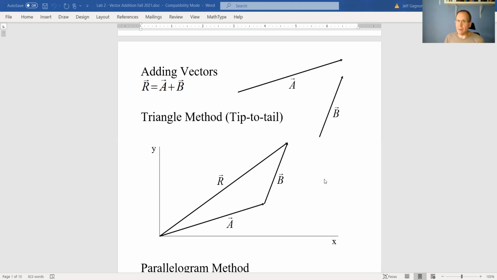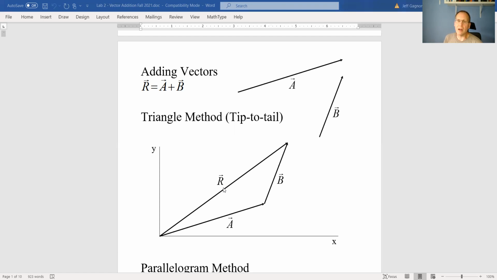Then I take the second vector that I want to add to A, which is B, and I slide vector B so that the tail of B is at the tip, the arrowhead, of A. So we sometimes call this tip to tail, this triangle method. So I'm sliding B now, so its tail is at the tip of A. And then finally, to get the resultant, the sum of A plus B, those two vectors, we're calling R for resultant vector. Sometimes people use S for sum. There's different ways you can name it.